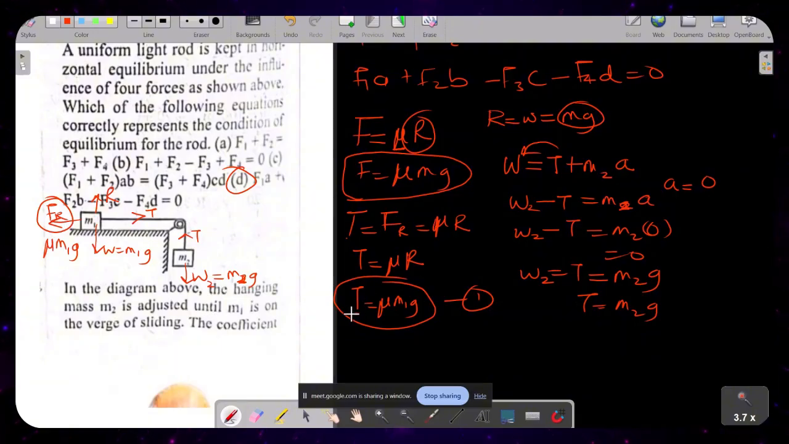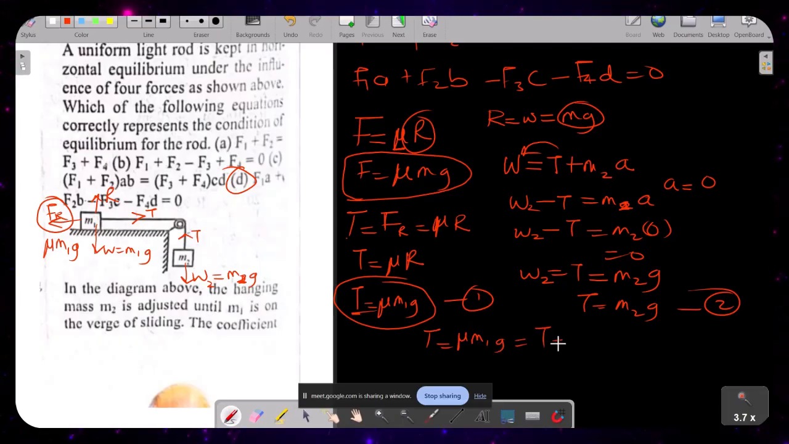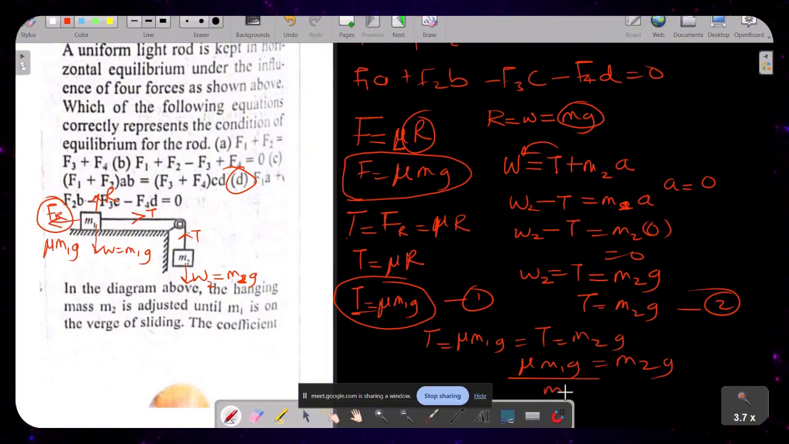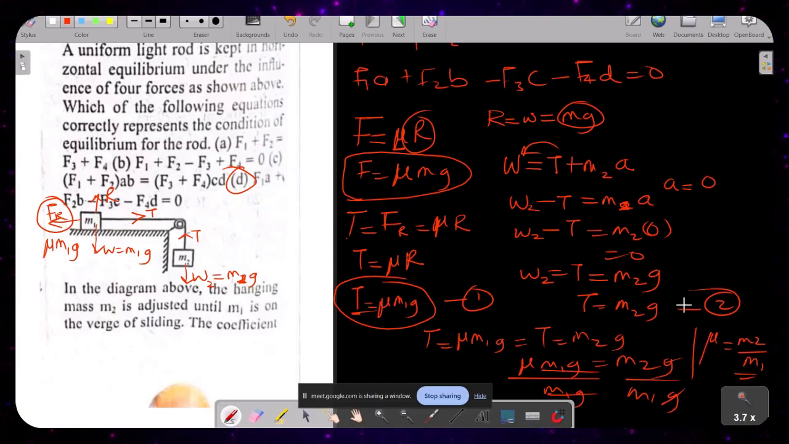So you now equate it with this one. This is my equation 2. You can now equate it with this first one. I have it that t is equal to m1g and t is equal to m2g. So I can say that m1g is equal to m2g. Divide both sides by m1g. Cancel, cancel. What do you have now? The constant that we have is going to be m2 over m1. So the correct option to this question, let's look at the options.